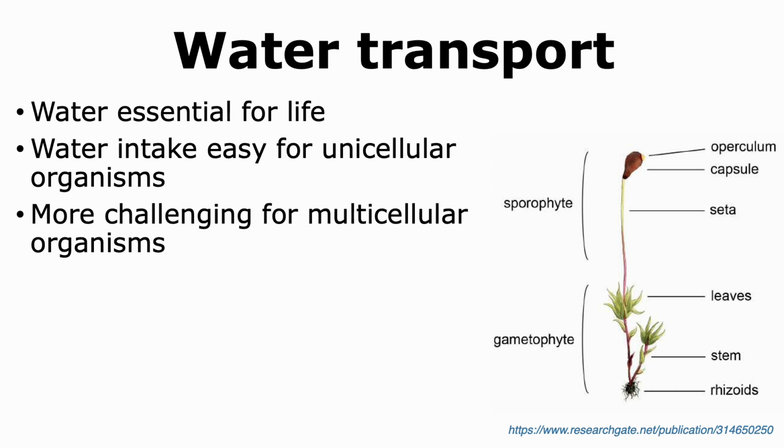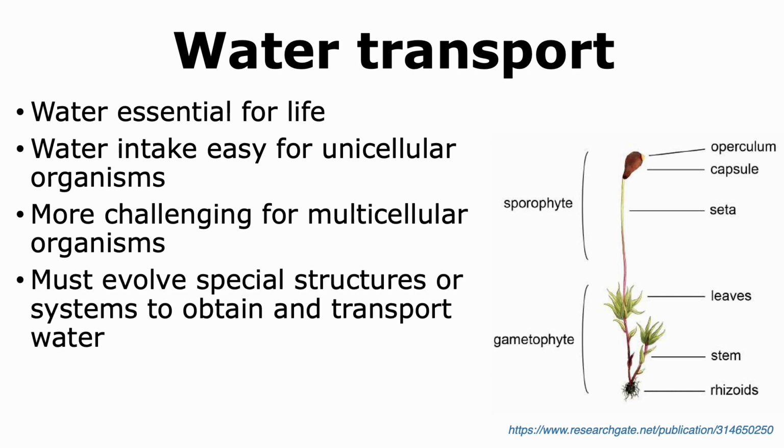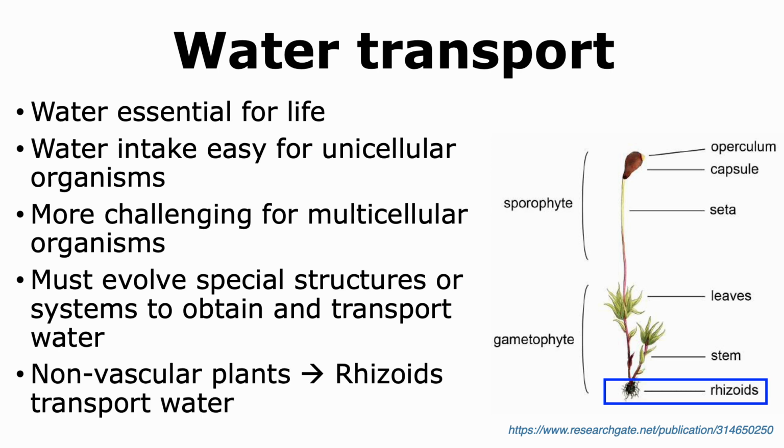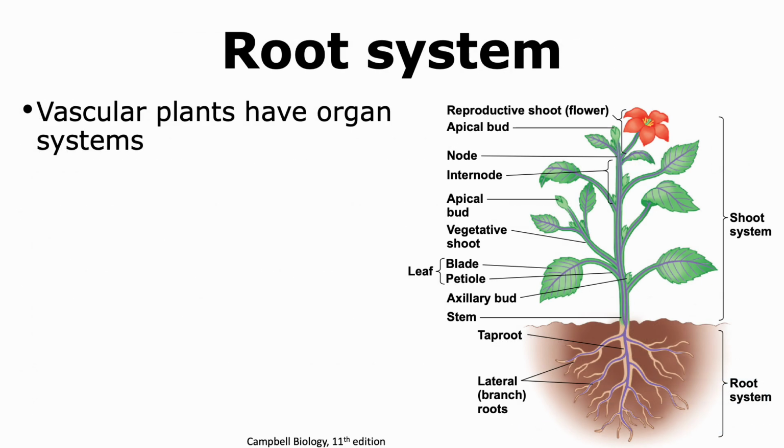However, water intake is more challenging for multicellular organisms like plants, and hence they must evolve special structures or systems to obtain and transport water. The first plants that arose were the non-vascular plants. These plants evolved rhizoids, which help with anchoring the plant as well as transporting water. As time passed, vascular plants evolved.